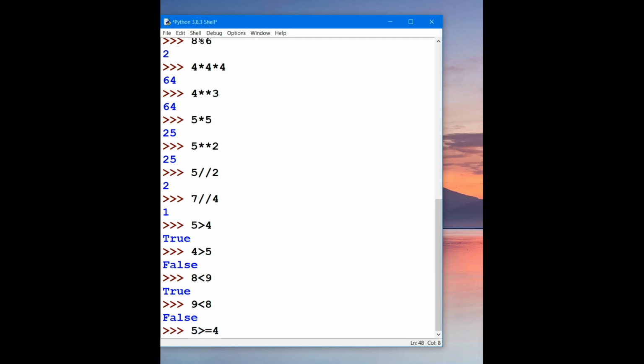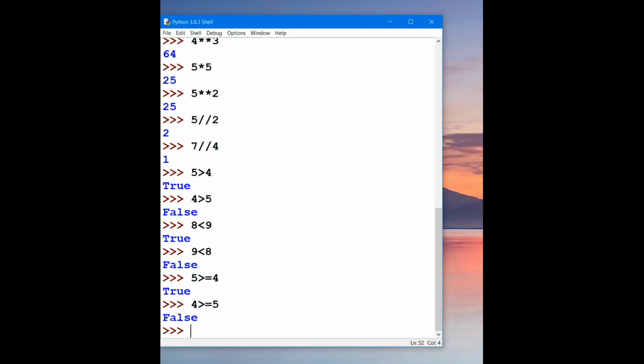Greater than or equal to. So 5 greater than or equal to 4? Yes, it is true because 5 is greater than 4. Similarly, we can say 4 greater than or equal to 5. No, it is not greater than 5 nor equal to 5. So yes, we got the false result.